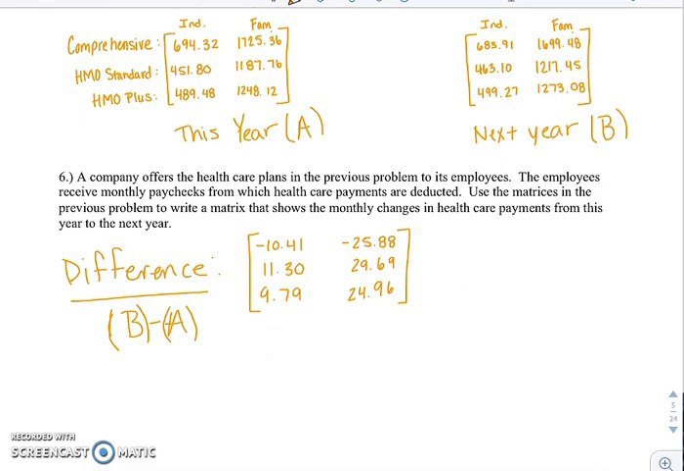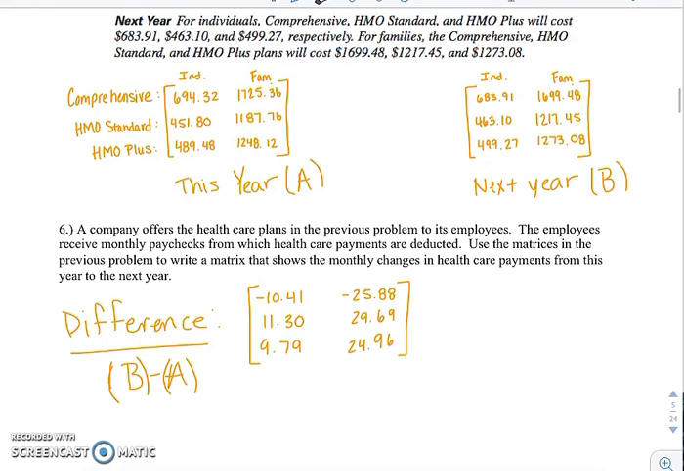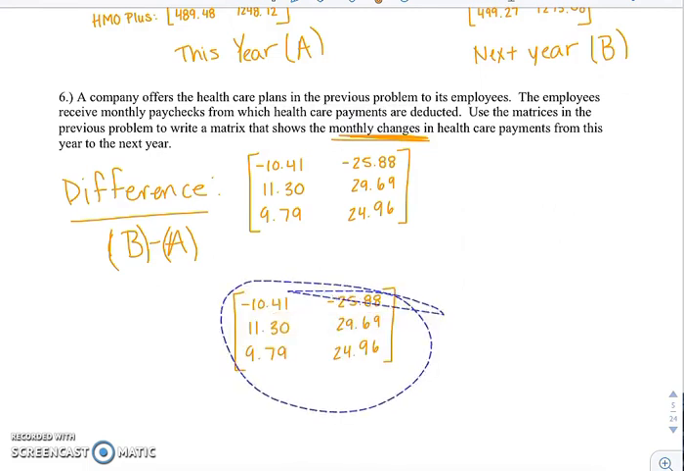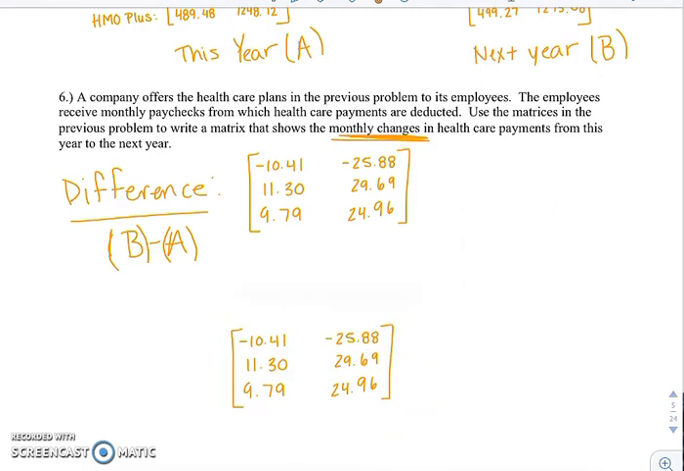So for the families, for the comprehensive plan, there was about a $25 decrease from the previous year to the next year. But that's for the whole year. It asked us to find the monthly changes. So all we're going to do is take this matrix that we already had. We found the difference for the year, but if it's monthly changes that we're trying to find, how many months are there in a year?